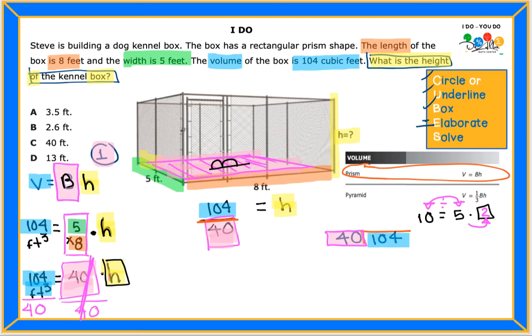Okay, so now we're going to multiply. 40 is a friendly number. I'm going to ask you guys, what is 40 times 1? Great, 40. What is 40 times 2? 80. What is 40 times 3? 120. That's way too much, and we only have 104. So we're going to record our answer on top of the 4 because we are dividing by the whole 104.